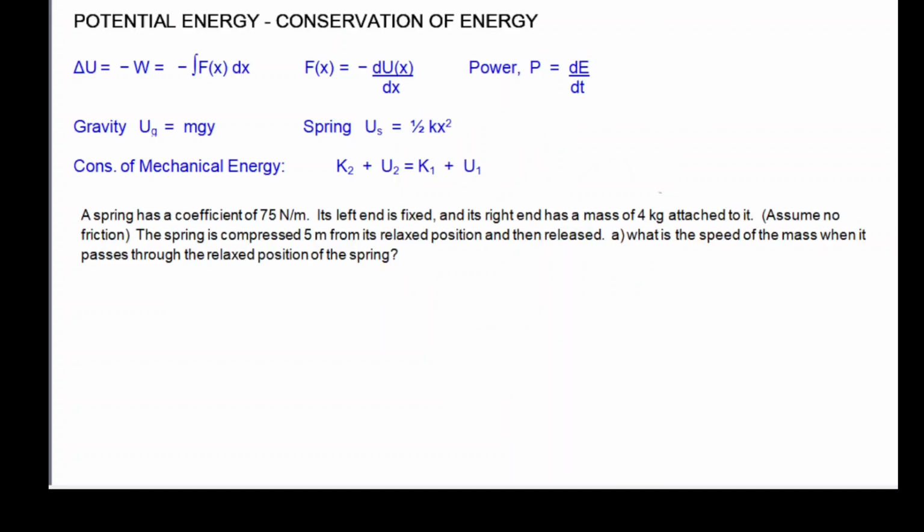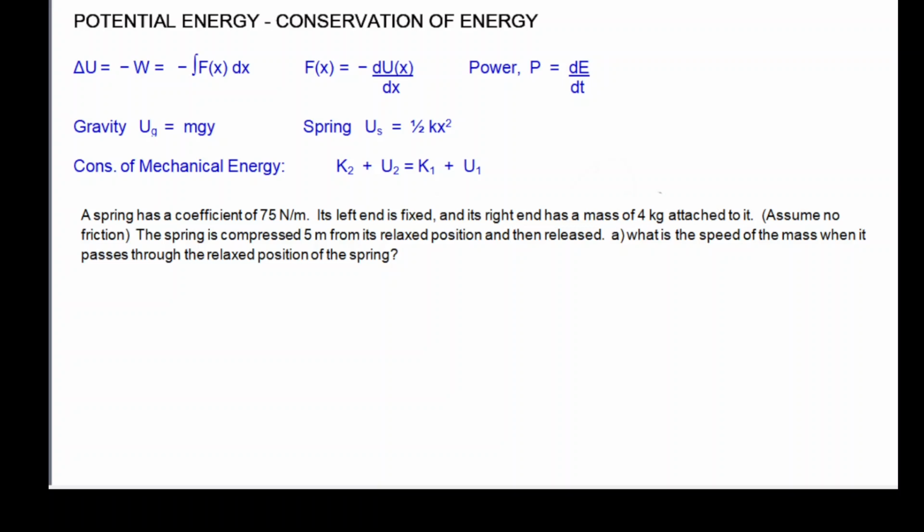Let's do a spring problem. A spring has a coefficient of 75 newtons per meter. Its left end is fixed and its right end has a mass of 4 kilograms attached to it. Assume no friction. The spring is compressed 5 meters from its relaxed position and then released. What is the speed of the mass when it passes through the relaxed position of the spring?